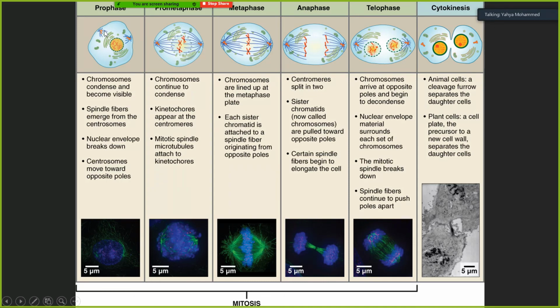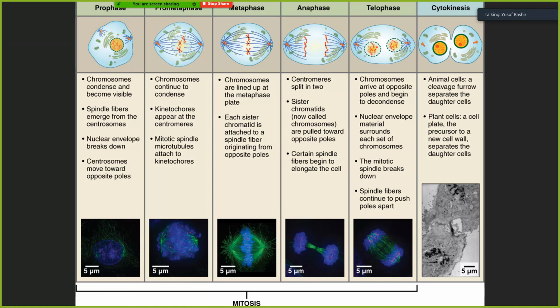The orange things are called centrosomes. And then you have these spindle fibers coming out of them, right? And the nuclear membrane starts to break down. So this cell is starting to get ready to divide. So this is prophase, right? You see the blue nuclear membrane that holds everything in the nucleus together starts to break down so that the chromosomes can come out.